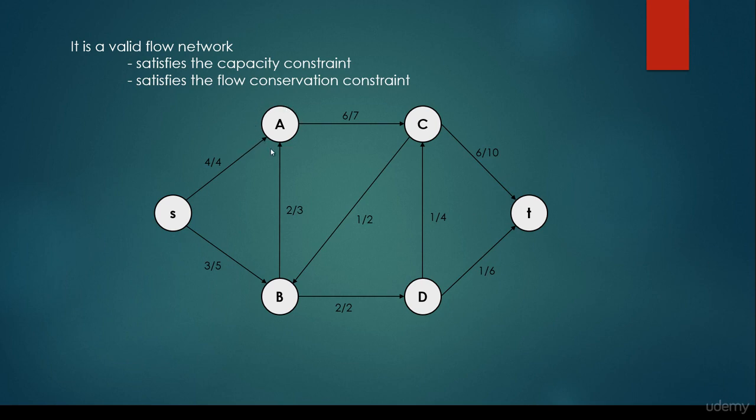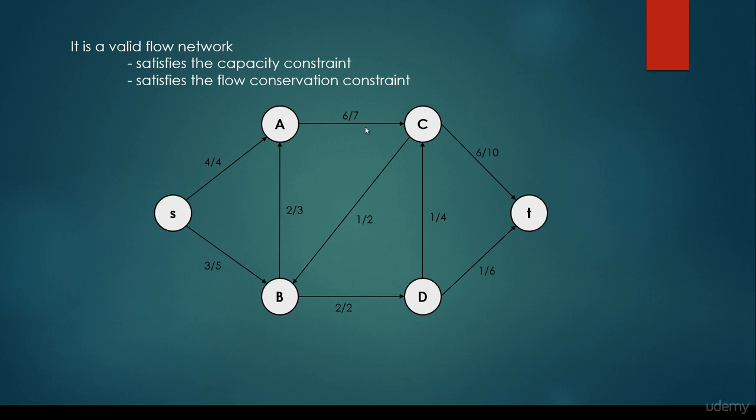We have to check, for every single node except for the S and the T, whether the incoming flows are equal to the outgoing flows. Let's check it here. Okay, 4 plus 2 is equal to 6. And we have a single edge with flow 6 that's going out from this node A. What about this node B? We have 3 coming in and 1 coming in, so basically it is 3 plus 1, which is 4. And 2 coming out and 2 coming out. So basically 4 units of flow are coming in and 4 units of flow are going out.